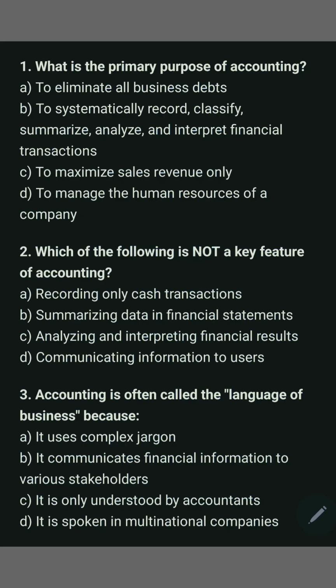The answers here, there are four options. The first one is to eliminate all business debt. The second is to systematically record, classify, summarize, analyze, and interpret financial transactions. The third is to maximize sales revenue only, and the last one is to manage the human resource of the company. You can make a guess. Let us wait.